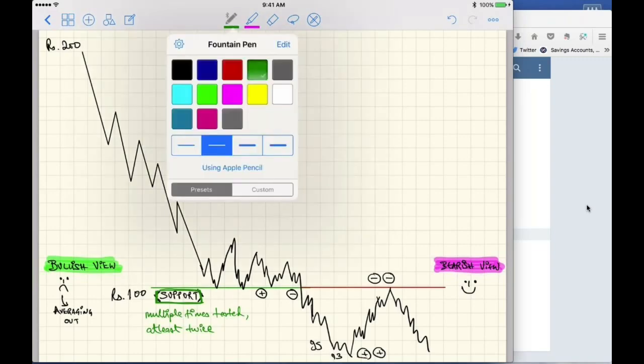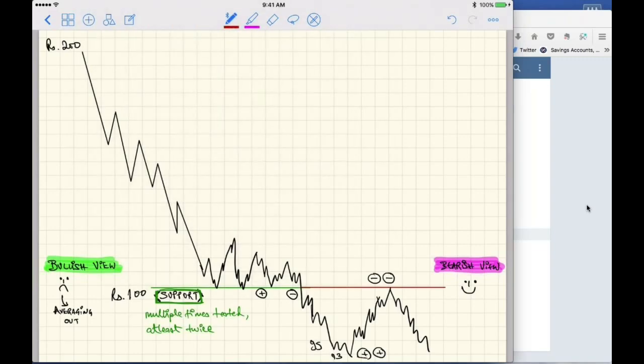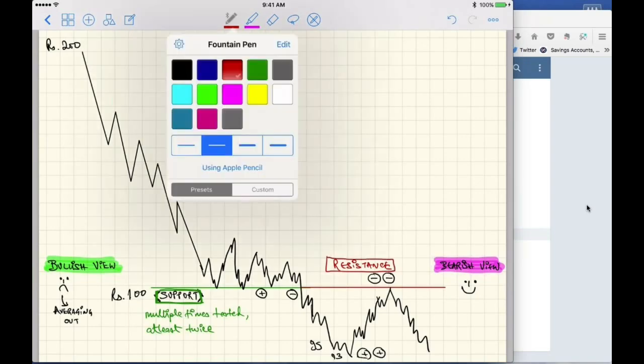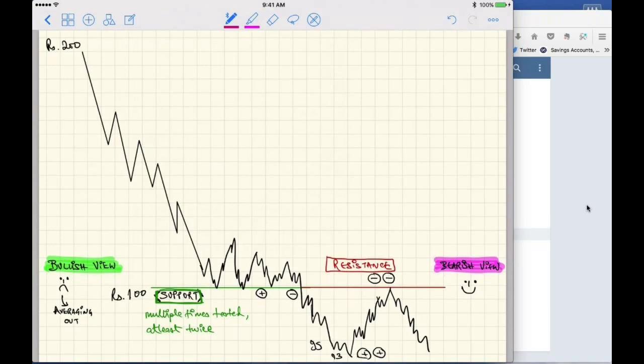And once this support is broken confidently, comfortably, and if prices come back to those levels, the support changes its behavior and becomes resistance. This switch of nature from a support, it changes its nature and becomes resistance, and vice versa. Once a resistance is broken, it again changes its nature and becomes support. This shift is called the polarity, the principle of polarity. This is very useful. You will find it all over the charts.